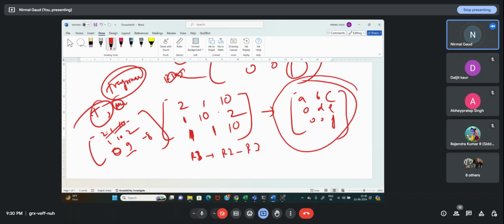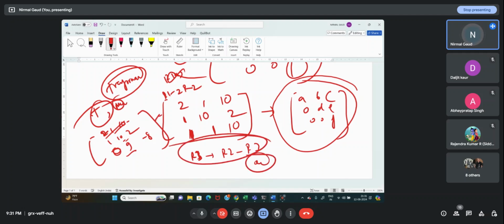What can you do? Go ahead with this. I can make this 0. How? Just do one thing: multiply 2 with row 2 and take row 1 minus row 2. This is already 2, so it will also be multiplied by 2. This will become 0. So this is how you can approach it.